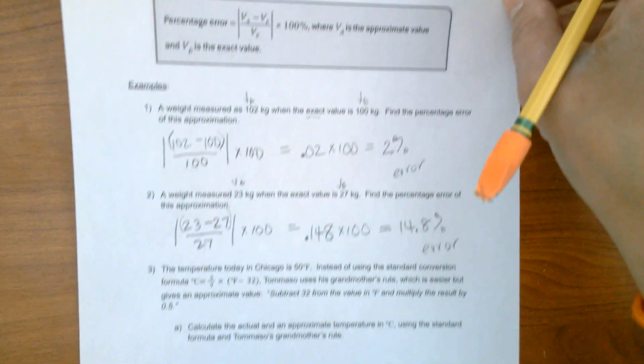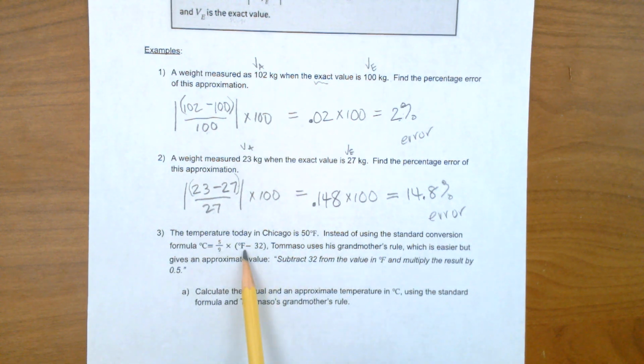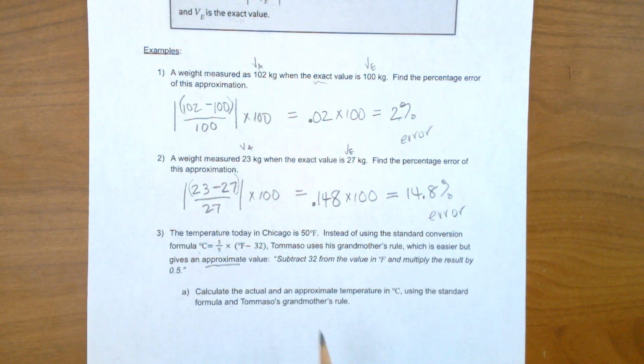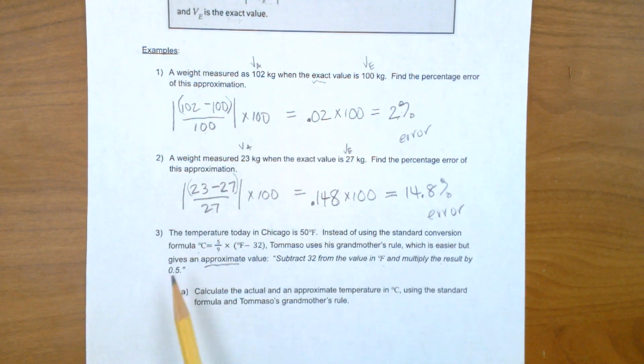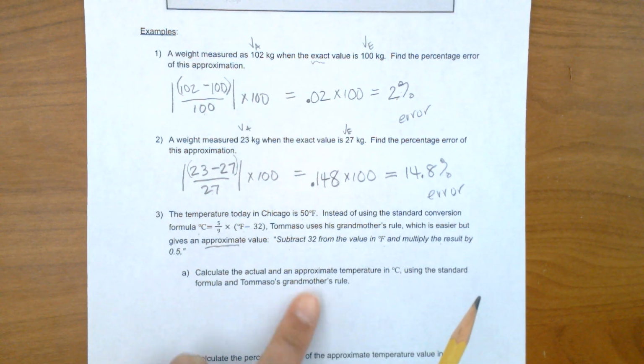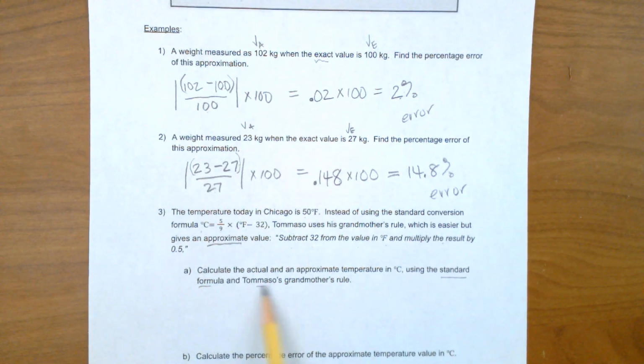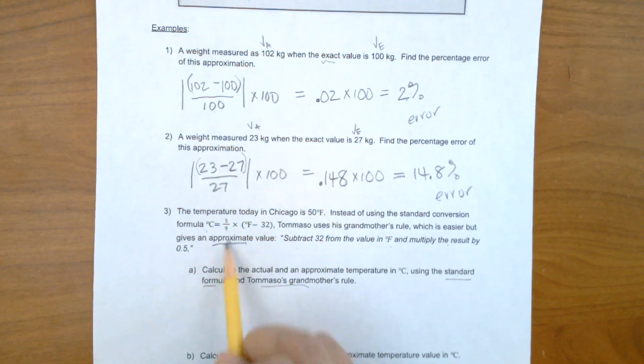For this one, the temperature today in Chicago is 50 degrees Fahrenheit. Instead of using the standard conversion formula, here's my formula that I can take Fahrenheit and convert it to Celsius. Tommaso uses his grandmother's rule, which is easier, but only gives an approximate value. Tommaso's grandmother says, subtract 32 from the value in Fahrenheit and multiply by 0.5. So what do we have to do here? First, we're going to calculate the actual and approximate temperature in Celsius using the standard formula and then Tommaso's grandmother's rule.